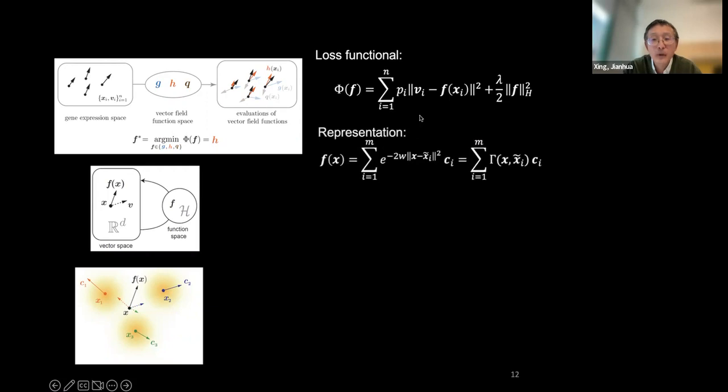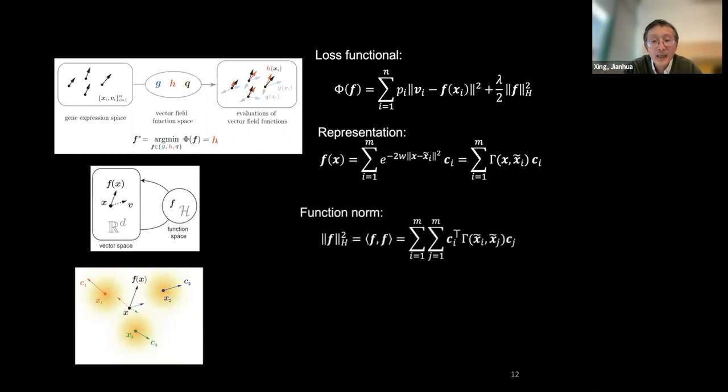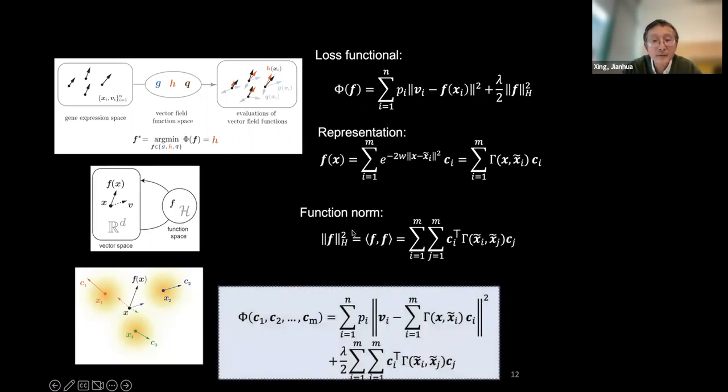And what you do, your f function can be represented as a linear combination of some basis functions. Here, for simplicity, we use Gaussian basis functions. And then we can define a function norm. In a Hilbert space, you have to define a norm, right? This function norm. And then using the loss function, we represent it like this. So now you just try to minimize this function to determine these coefficients.